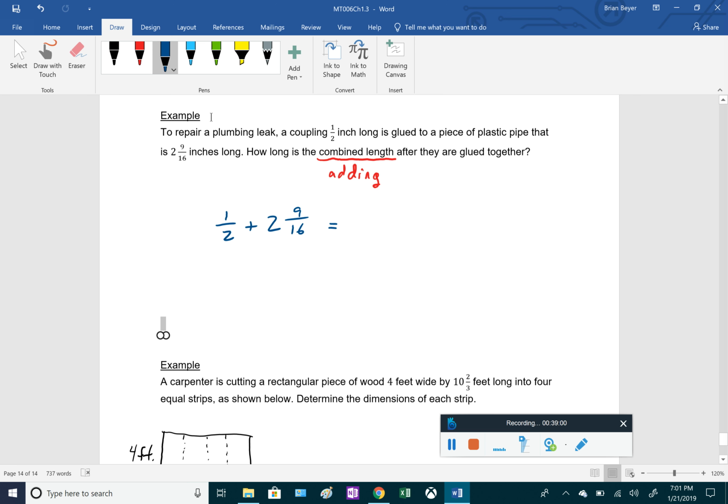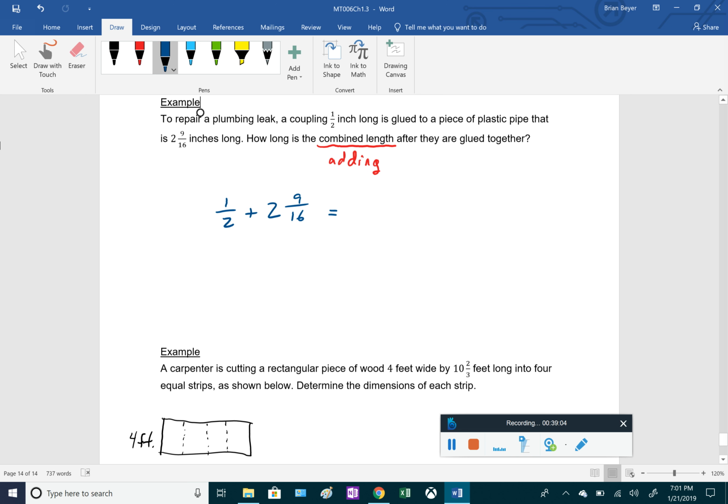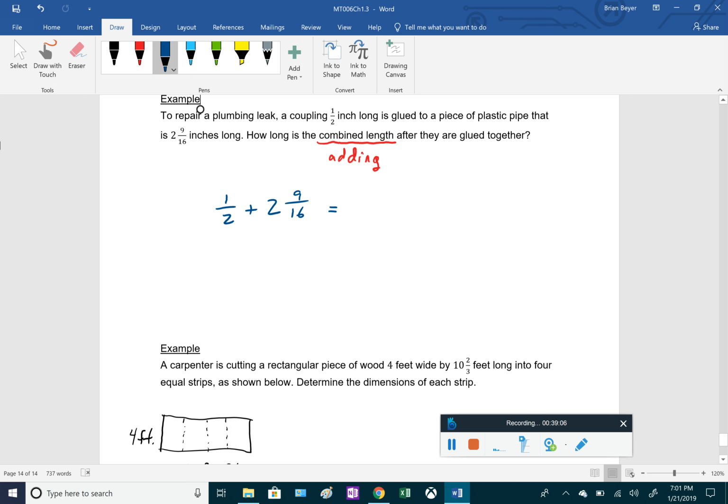Okay, so for adding this, we need to convert 2 9/16 to an improper fraction. So it's going to be 1/2 plus, 2 9/16, 16 times 2 is 32, 32 plus 9 is 41. So it's going to be 41 over 16. And we need the least common denominator. So the least common denominator here is going to be 16.